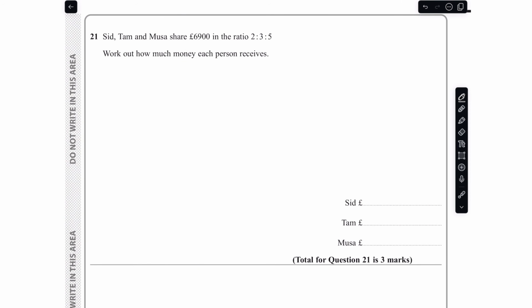In question 21, we are told that Sid, Tam and Musa share £6,900 in the ratio 2 to 3 to 5. Work out how much money each person receives. So the first thing we need to do is add all the ratios. So 2 plus 3 plus 5 equals 10. So there are 10 parts. And then we can divide £6,900 across those 10 parts. So 6,900 divided by 10 equals £690.